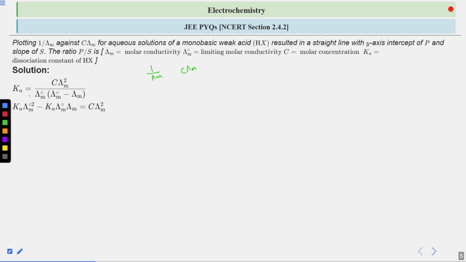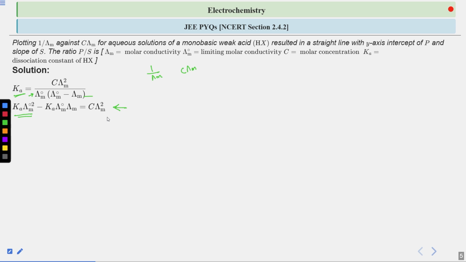So we multiply this whole term in the denominator to the Ka, which will equal C lambda m square. So Ka times lambda m naught whole square. When you multiply lambda m naught inside the bracket, it will become Ka lambda m naught whole square minus Ka lambda m naught lambda m equals C lambda m square, right? First of all we multiplied the lambda m naught in the brackets in the denominator, and then we multiplied the denominator with the Ka by cross multiplication, and we get this equation.